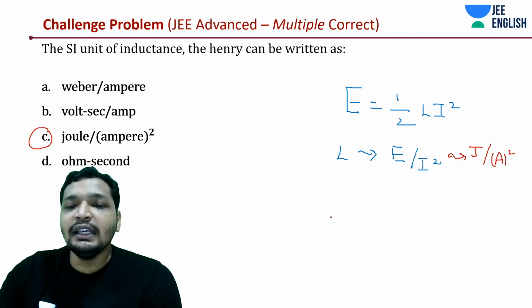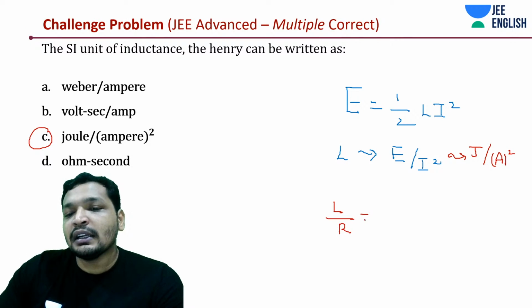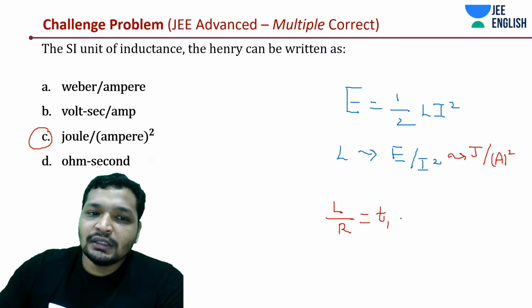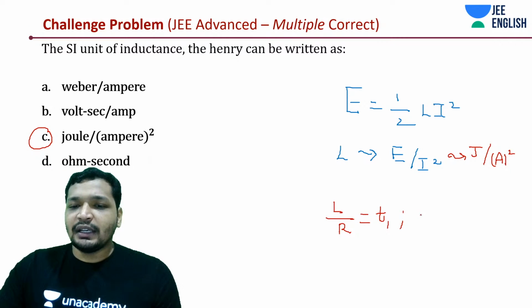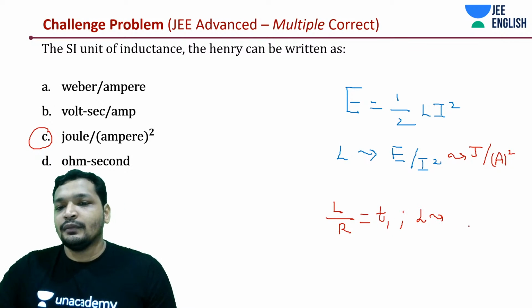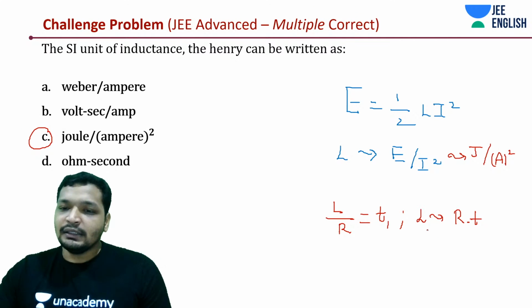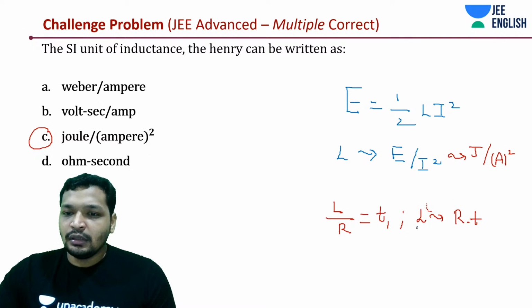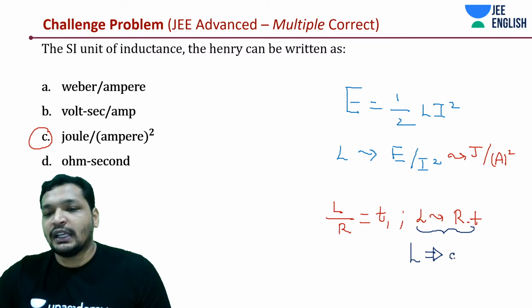A, B, C, D, everything is correct, students. L by R is equal to the time constant, or tau. That means L should correspond to something like R into T. Right? Yes, that is correct. And that is nothing but L corresponds to ohms into second. Yes, all three are correct.